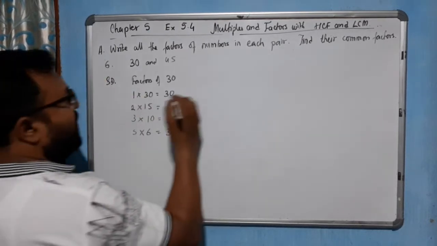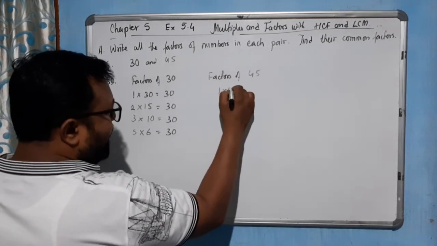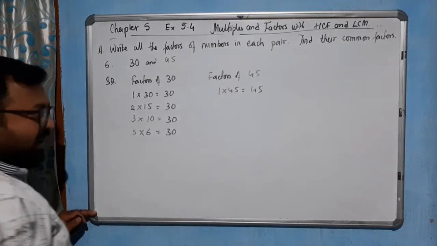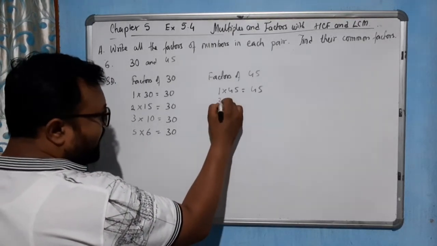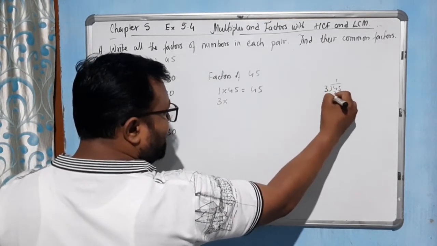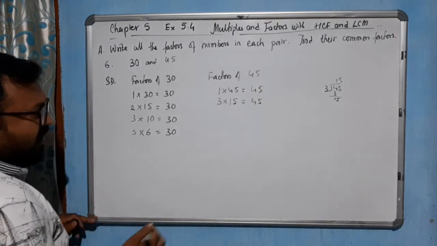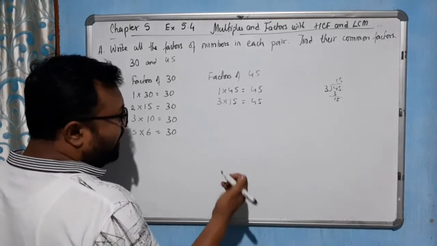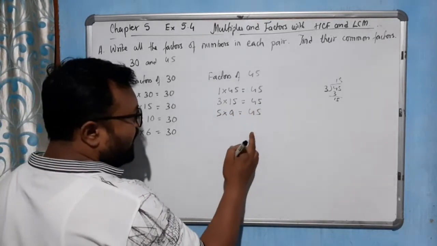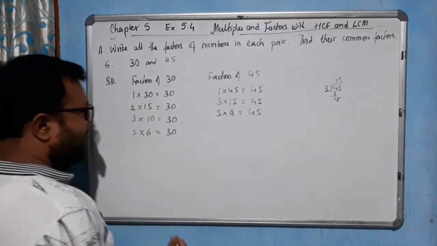Okay, now for 45, factors of 45, let's try. 1 into 45 gives you 45, by 2 not possible, it is an odd number, then by 3, let's see, it is possible: 3 into 15 gives you 45. Okay, now come to 4, it's not possible, then 5, it's okay, 5 into 9 gives you 45, by 6 not possible, by 7 not possible, by 8 or 9. So this is written back here.